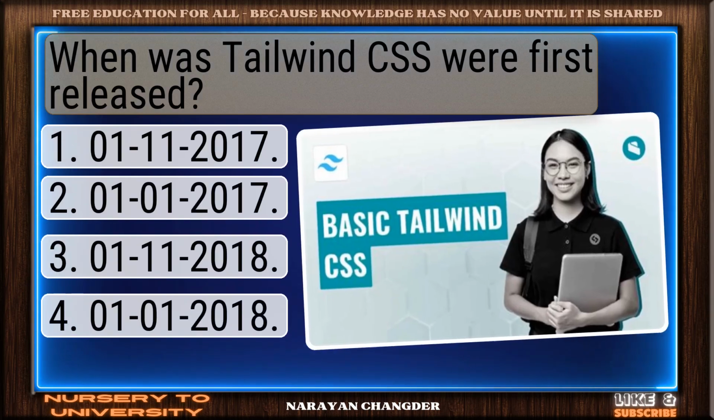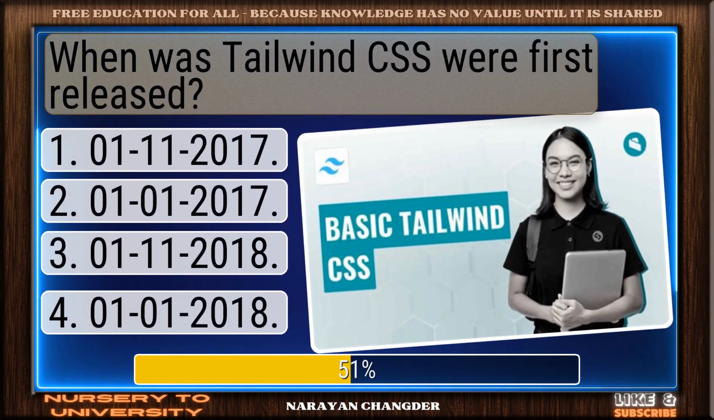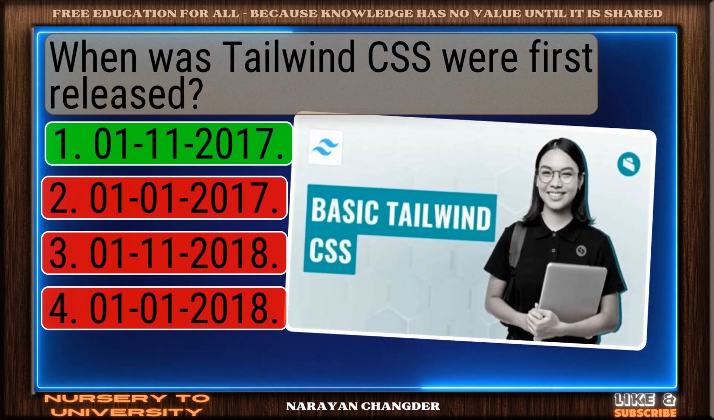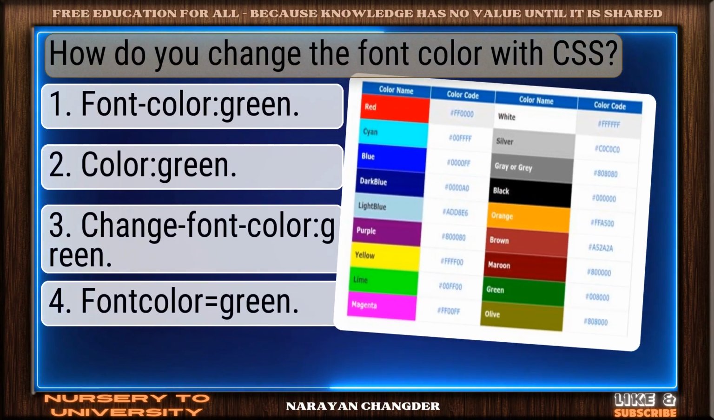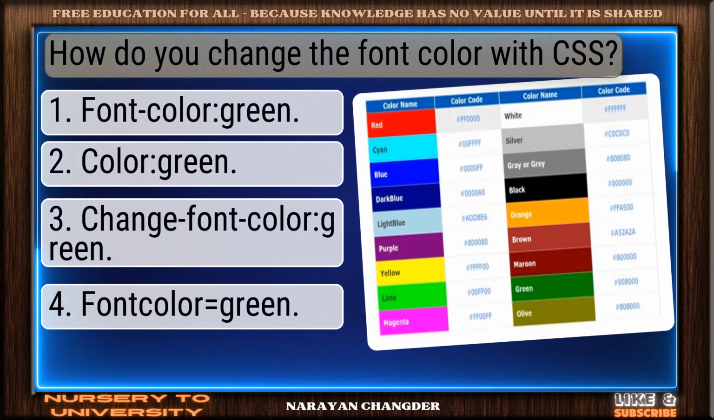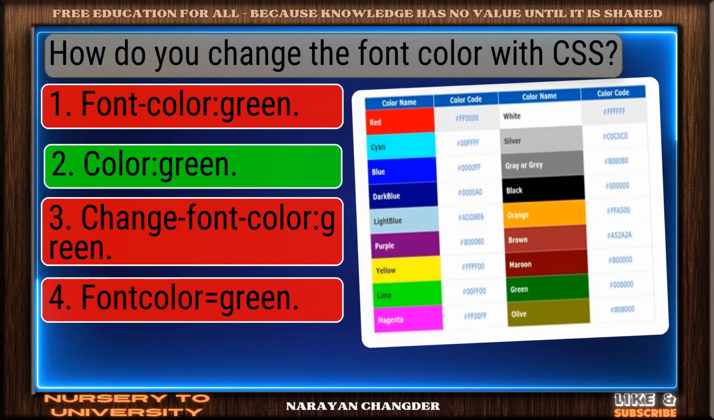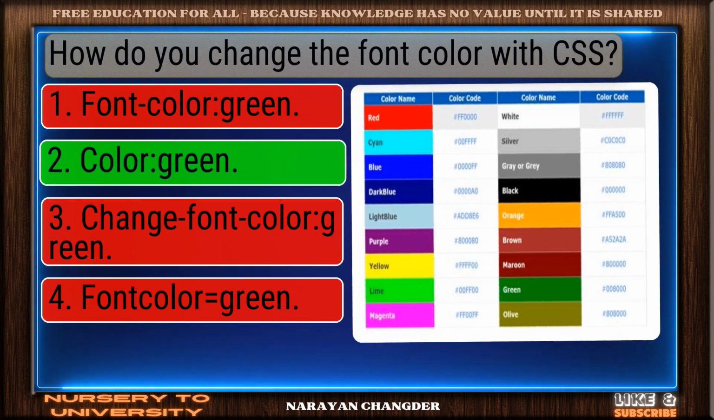Question number 25. When was Tailwind CSS first released? Great thinking, 11/2017 is the right choice. Question number 26. How do you change the font color with CSS? Smart pick, color: green is the correct choice.